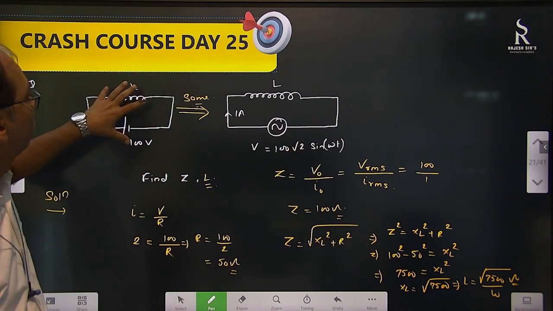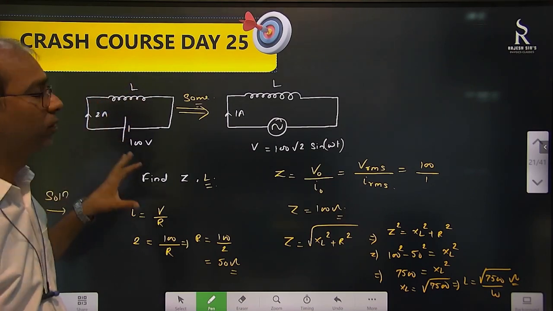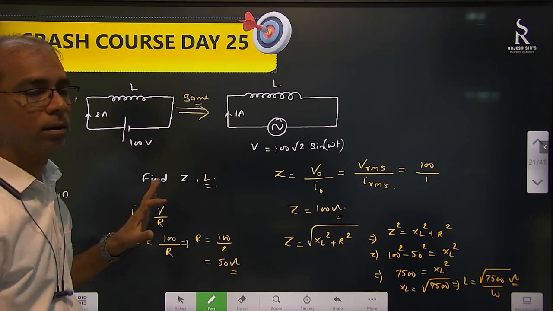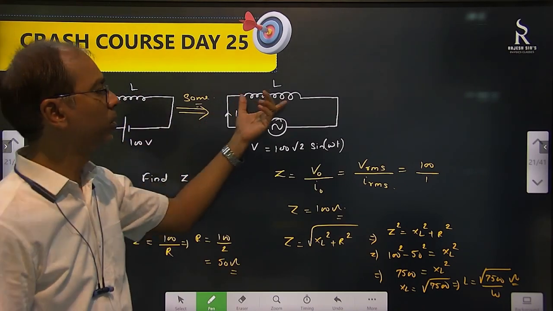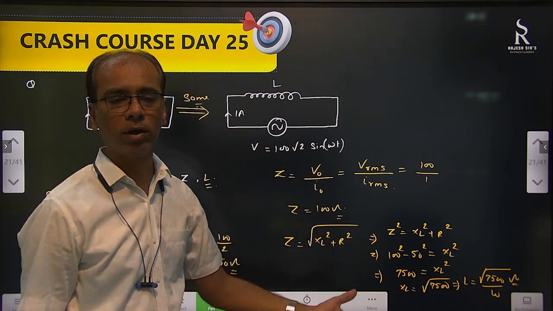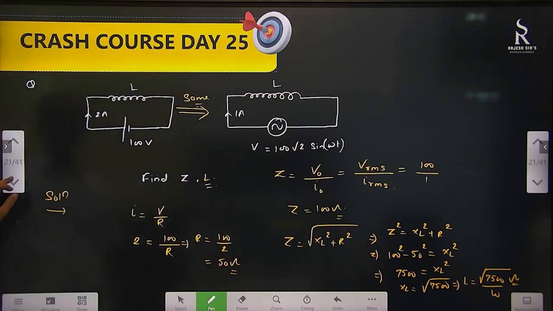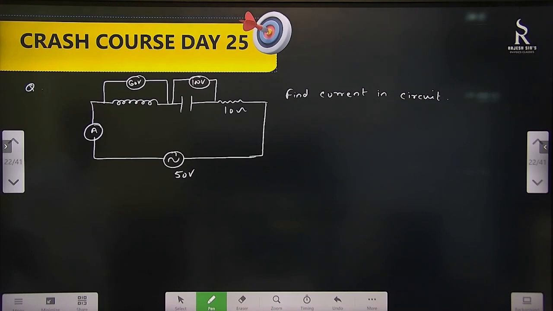So remember that whenever DC is connected, that means the information is there to gather how much is the resistance of the inductor. And once you know the resistance, then it's a pure LR circuit. Through LR we can find whatever is the question asked from us. Okay. Now see this one.